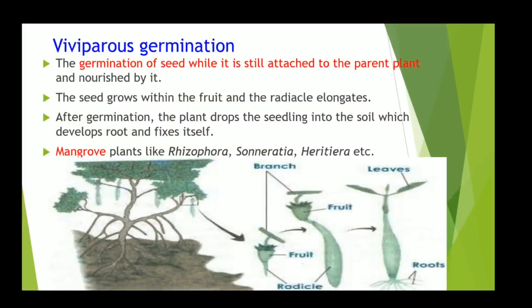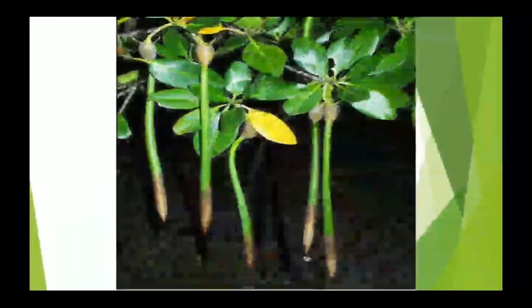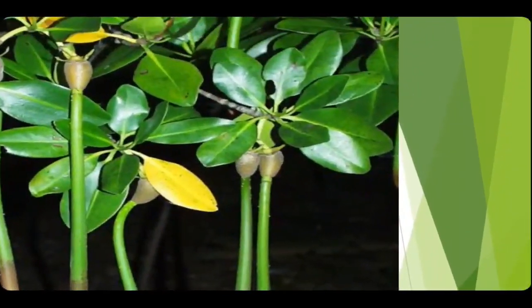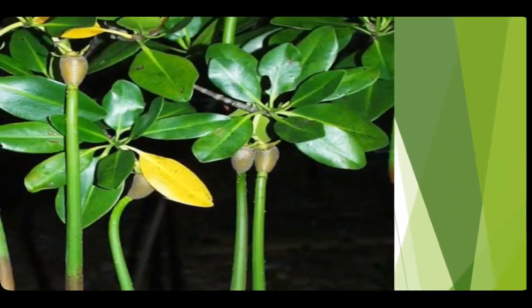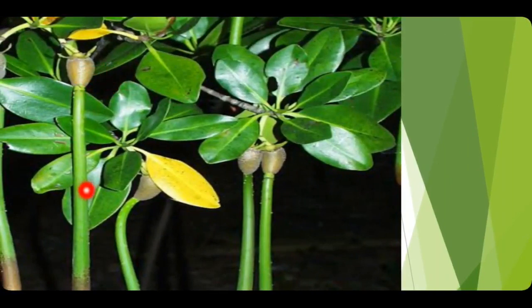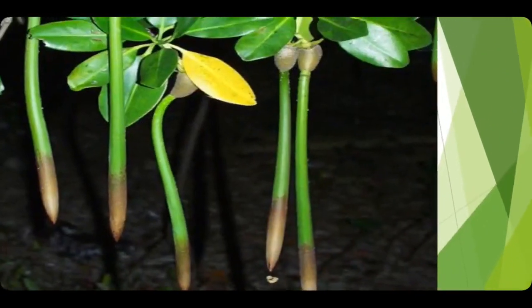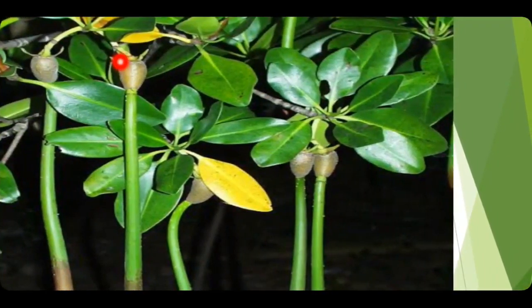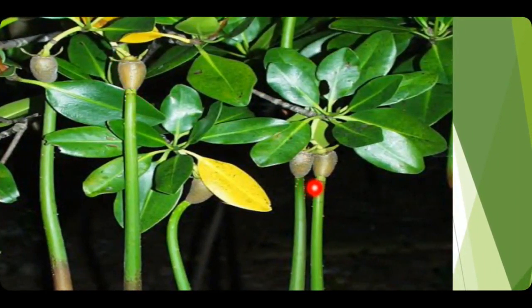So I think you understood. This is the real picture of viviparous germination. Here you can see the fruit, and along with it a long radicle. This part will further develop into roots, and this part is the hypocotyl. Then when it detaches itself from the parent plant, the plumule will grow from this part.